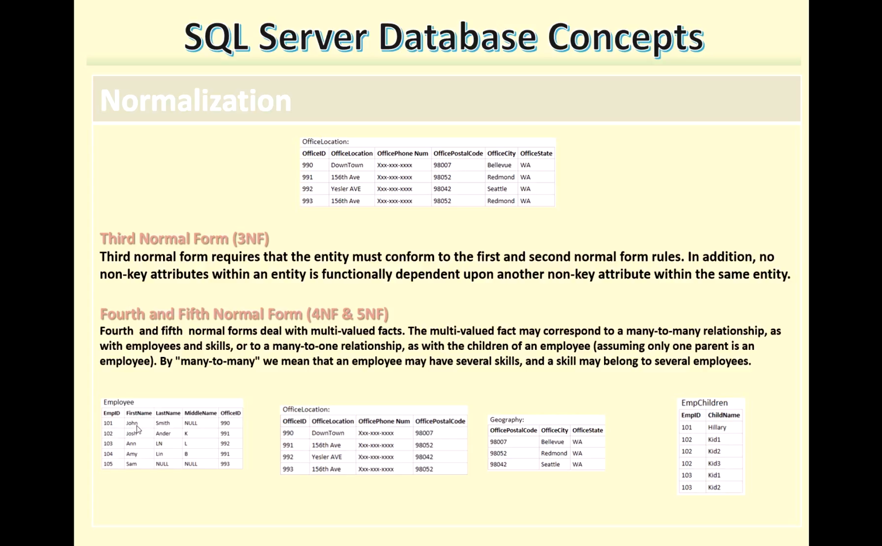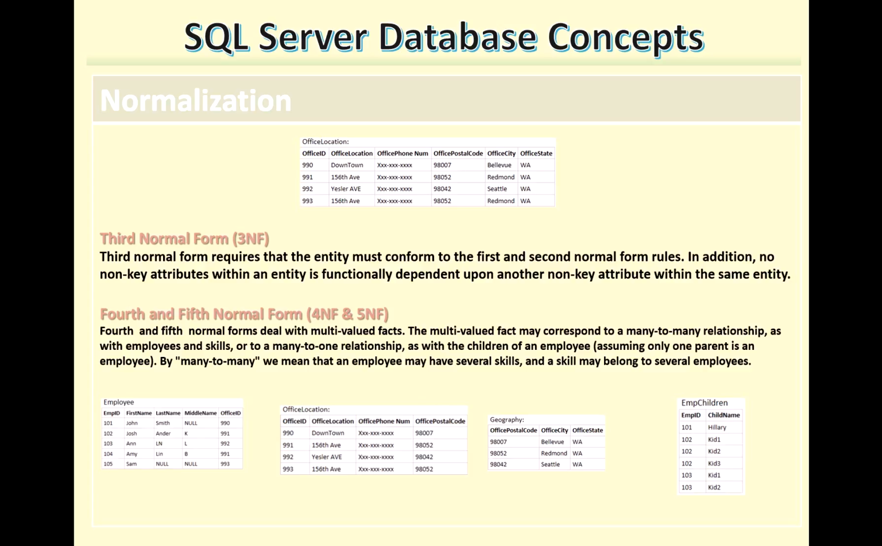In this case, employee first name, last name, middle name, they describe an employee, right? That's why they are called descriptor columns. Similarly, office location, downtown, phone number, postal code, these things describe the office. Okay, so that is descriptor columns. So non-key descriptor columns are all now depending on key columns.